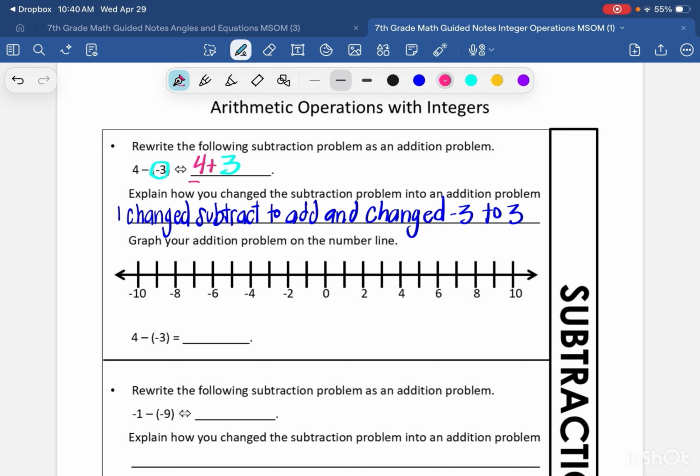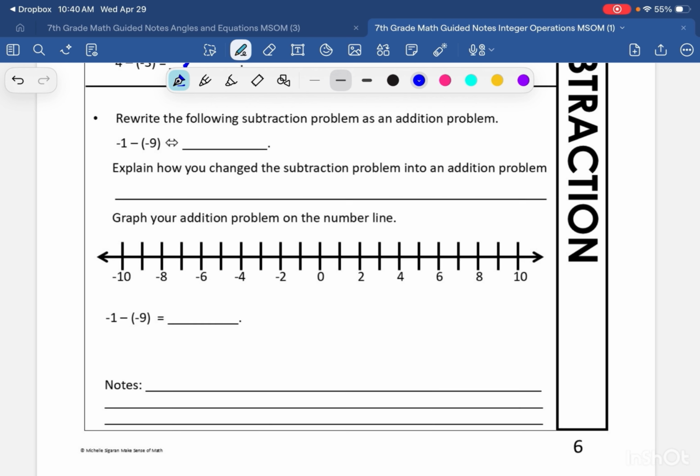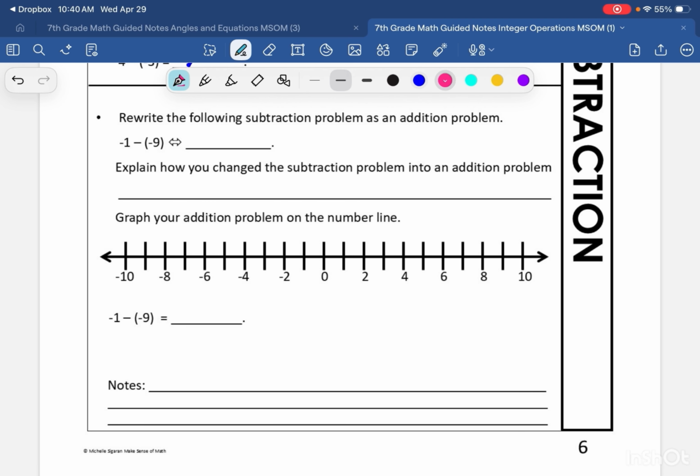Graph your addition problem on the number line. So I have 4 plus 3. 4, and then I'm joining that with 3 positives. 1, 2, 3. And that puts me at 7. So 4 minus a -3, or 4 plus 3, is the same as 7. Another one, rewrite the following subtraction problem as an addition problem.